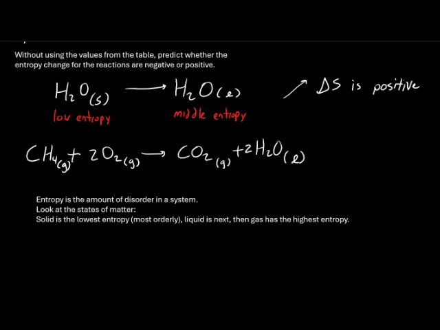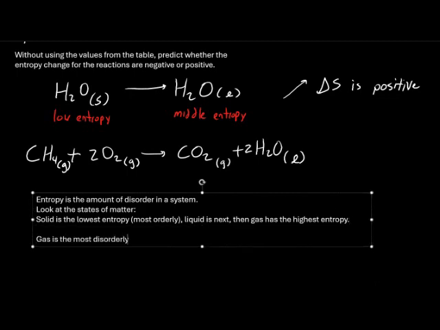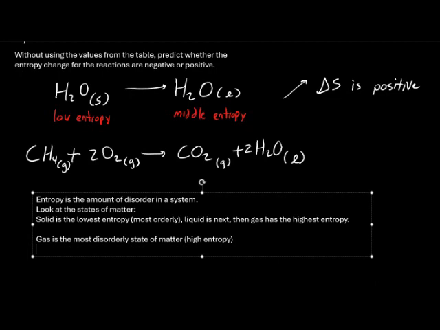For cases like the second equation, which are a little bit less clear, we can look at the number of moles of gas, because gas is the least orderly and most disorderly state of matter. Because it is the most disorderly state of matter, it will have the highest entropy. So for more complicated equations, we can look at the number of moles of gas in order to make a speculation.